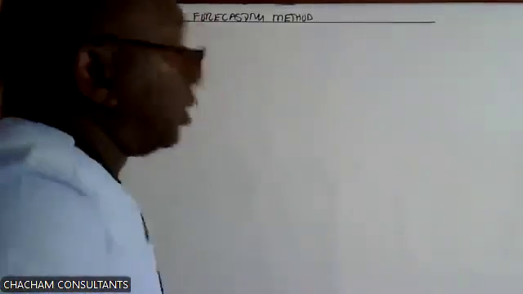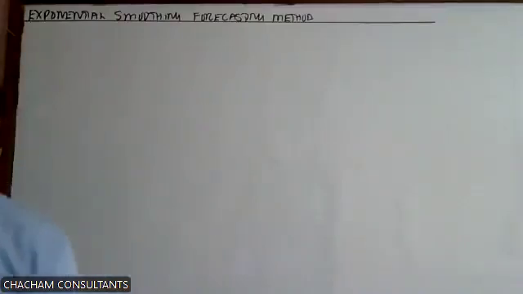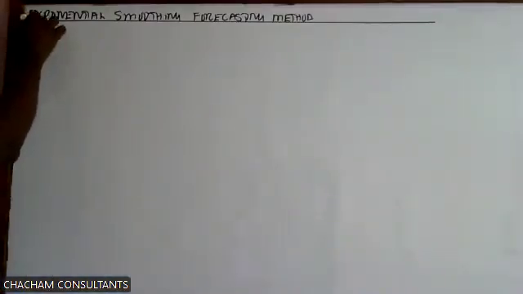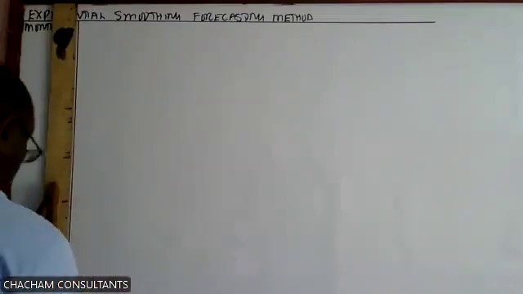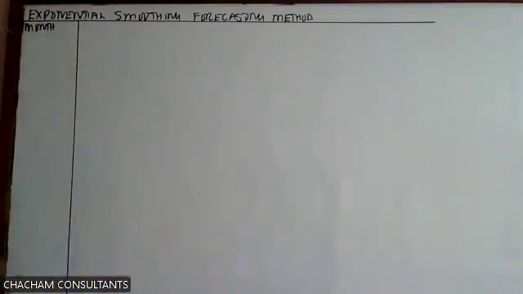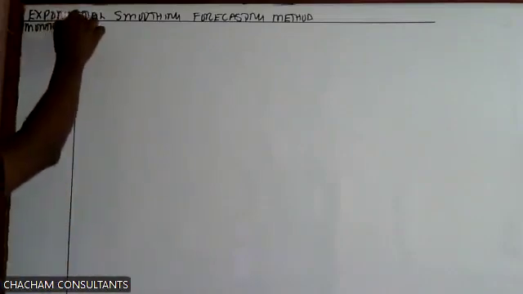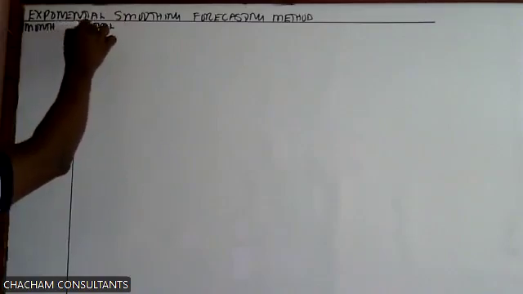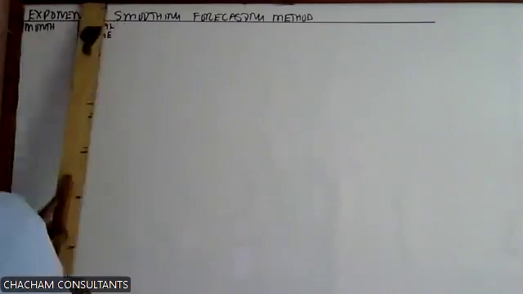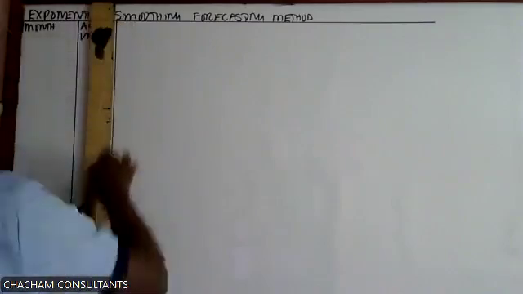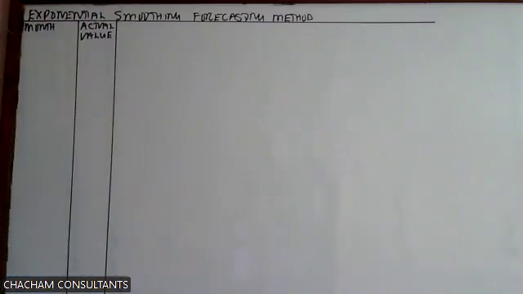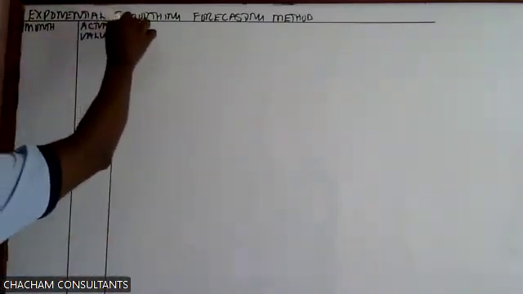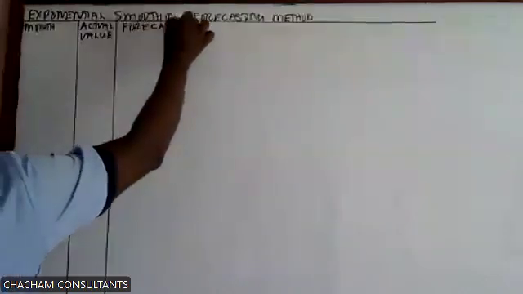So our table will have the months, then we will have the actual value, and we will have the forecast value.